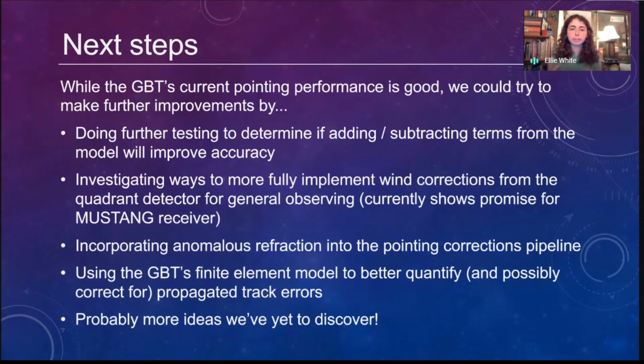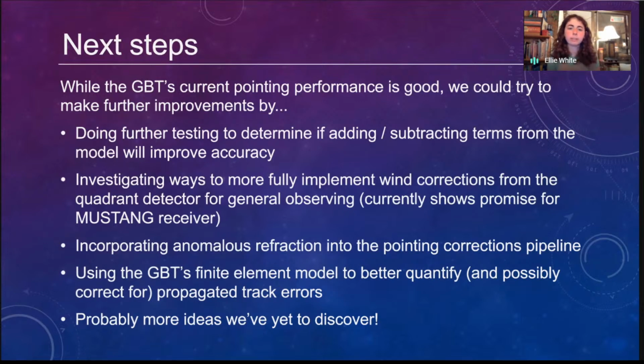So that's kind of where we're at the moment. But of course, there's more to do. The GBT's current pointing performance, as we've seen, is excellent. But we can always make further improvements, especially as we try to push the limits of the GBT's capabilities. So here's a list of things we could do. We could work on adding or subtracting terms to the model to see if we can improve the accuracy more.